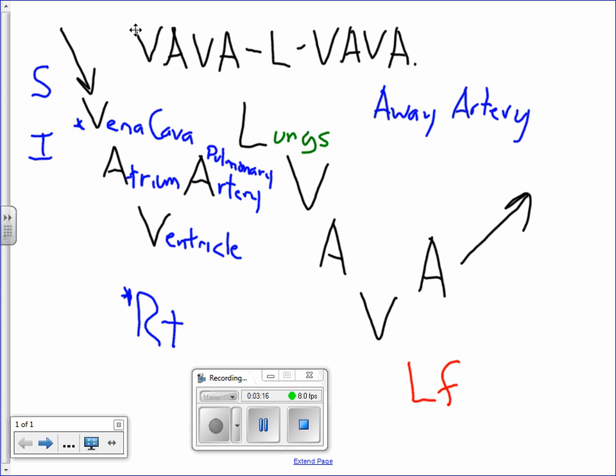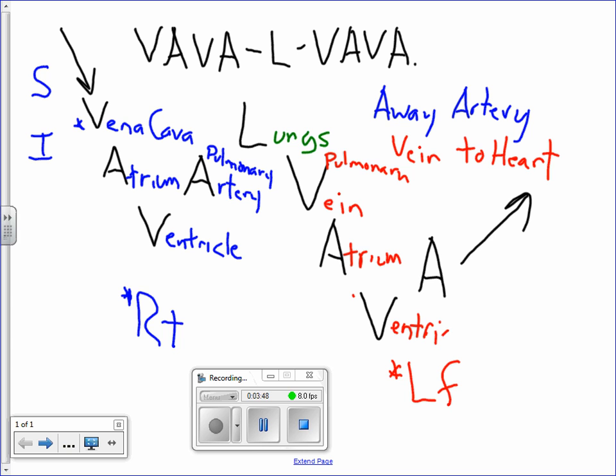Okay, the lungs. Now we are coming back into the heart, and the blood is now oxygenated, so we come into the pulmonary vein. Okay, and veins bring blood to the heart. Okay, then we come back into the heart, and it is the left atrium into the left ventricle, and then we leave the heart into the aorta.